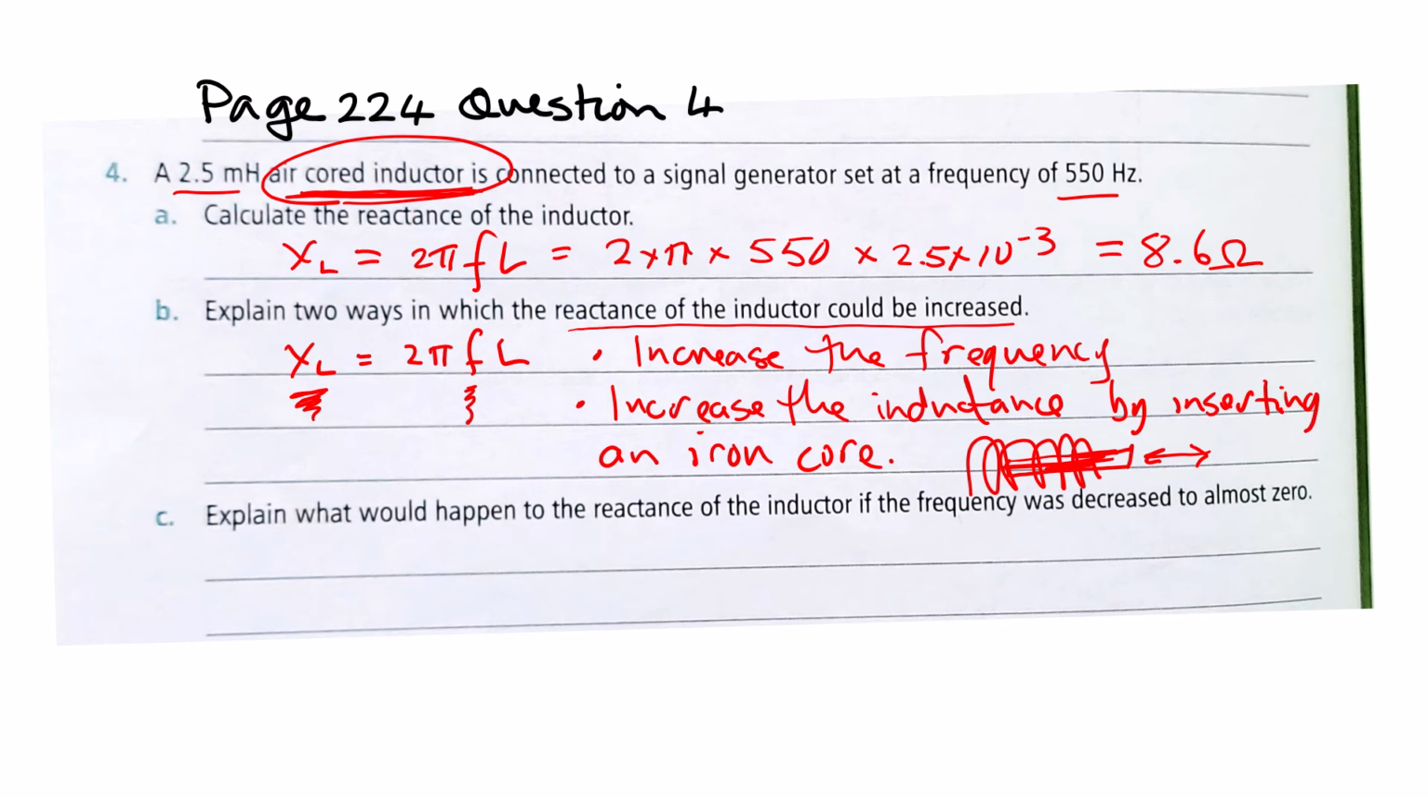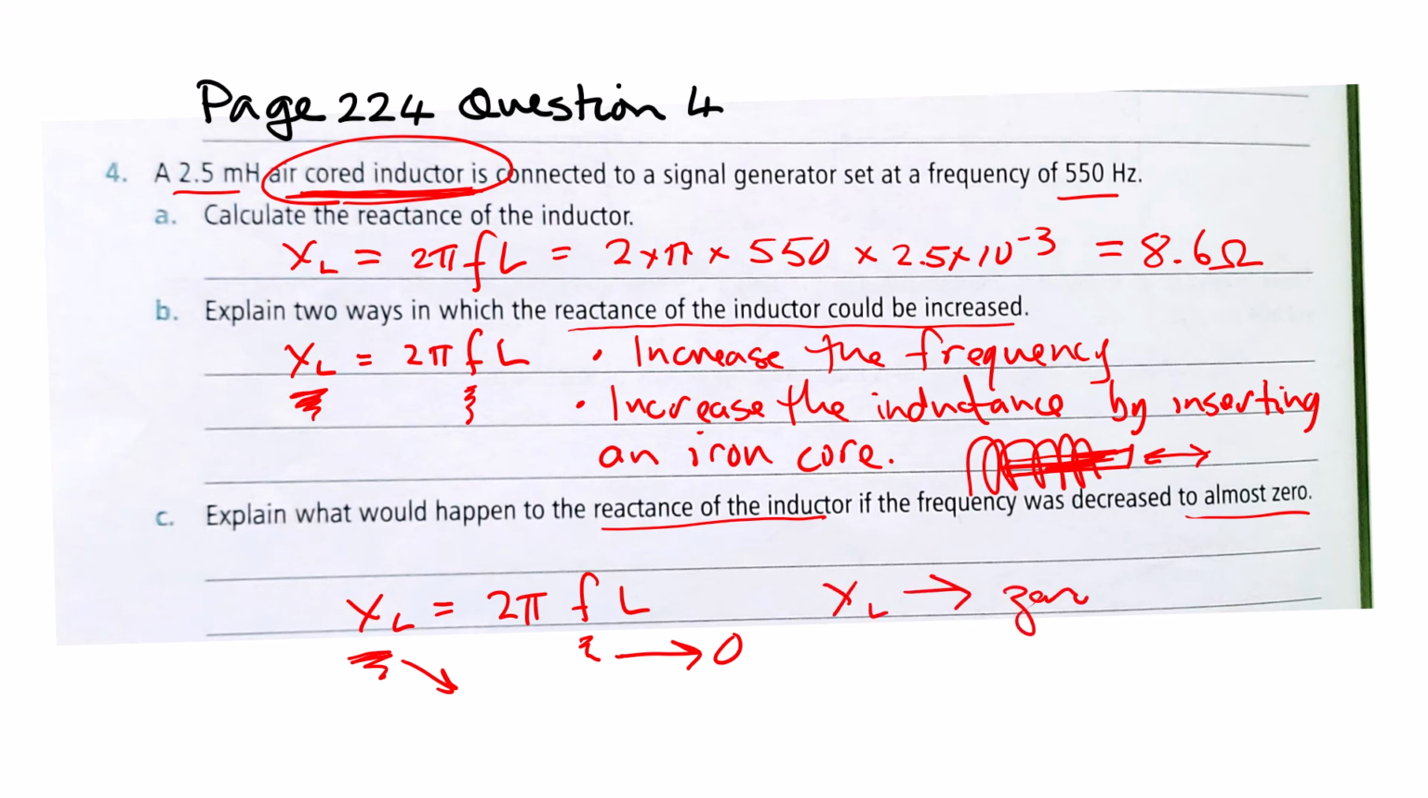Explain what would happen to the reactance of the inductor if the frequency is reduced almost to zero. So let's have a look again. Our equation, XL equals 2 pi FL. What happens to the reactance if the frequency drops to zero? Frequency tends towards zero, then the reactance would tend towards zero. And note that's the opposite to what happens to the capacitive reactance. As the frequency drops towards zero, the capacitive reactance increases to infinity. They've got opposites.